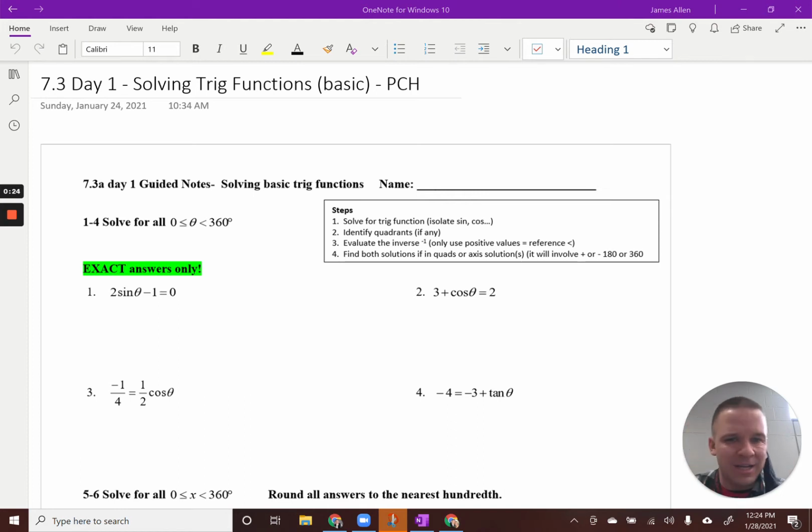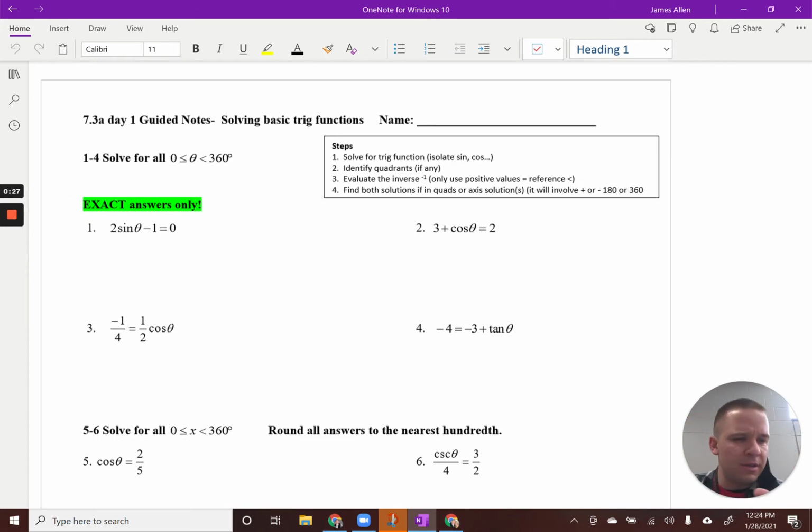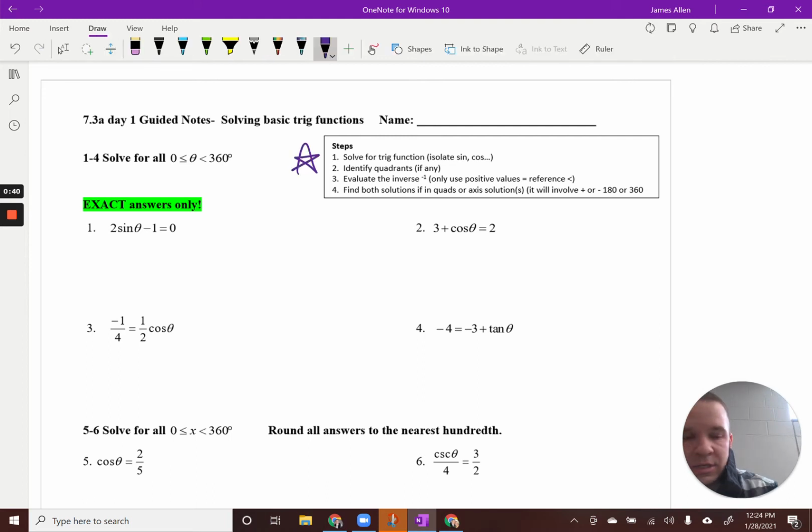So, exact answers only, okay? Let's do this. So this plays into our inverses to a point. For our first one here, we have 2 sine of theta minus 1 is equal to 0, okay? We're going to talk about these steps up here in just a moment as we're solving. I'm going to try to get theta by itself. So that would equal 1. Divide by 2. And I would get sine of theta is equal to 1/2.